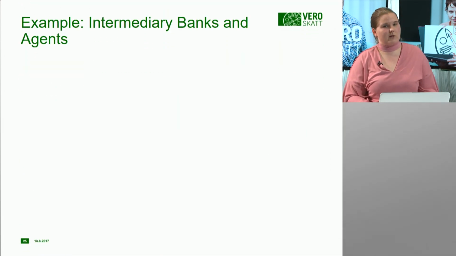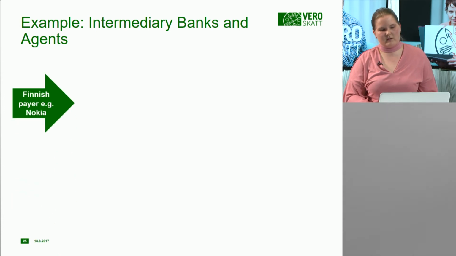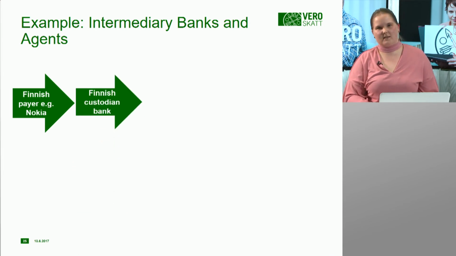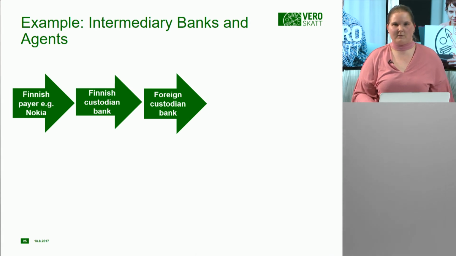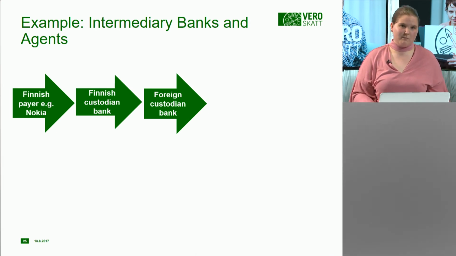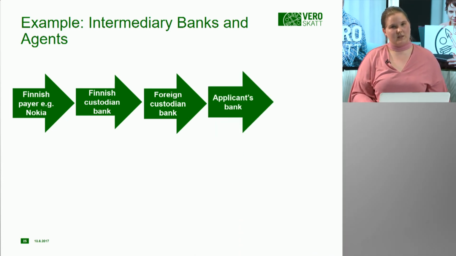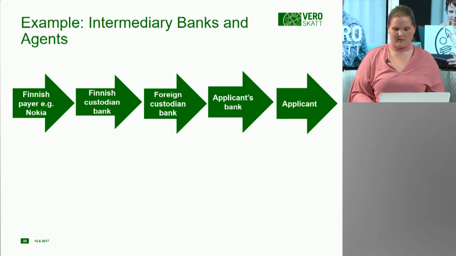Now, just for clarification, I've prepared an example of intermediary banks and agents. So if we start with our Finnish payer, the most common being Nokia, of course. Nokia has some sort of Finnish custodian bank that takes care of its accounts. And this Finnish custodian bank then pays forward the dividend to a foreign custodian bank. The foreign custodian bank then pays the dividend to the applicant's bank, and finally it reaches the applicant.